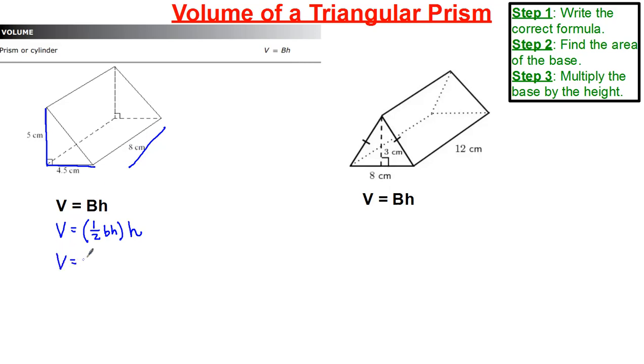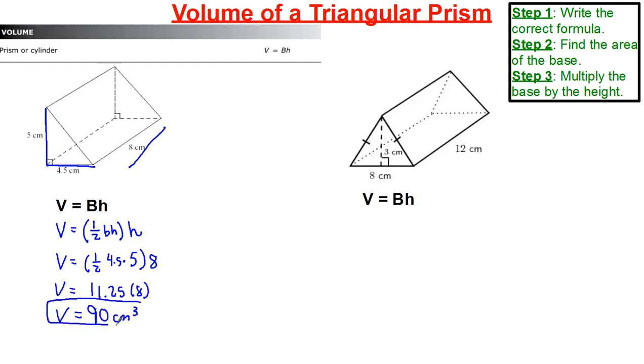Now volume is equal to half. Our base here is 4.5, so 4.5 multiplied by this height over here, which is 5. Then we multiply it by our outer height, which is 8. Now, 4.5 multiplied by 5 gets me 22.5. If I take half of 22.5, I get 11.25. And I multiply that by 8. 11.25 multiplied by 8 gives me 90 centimeters cubed.